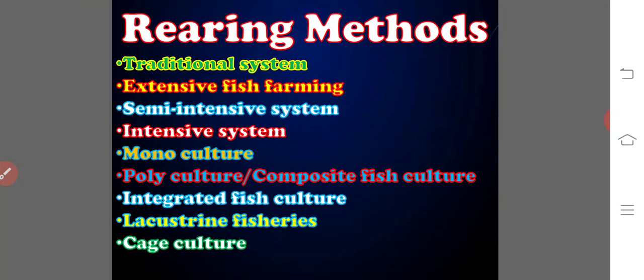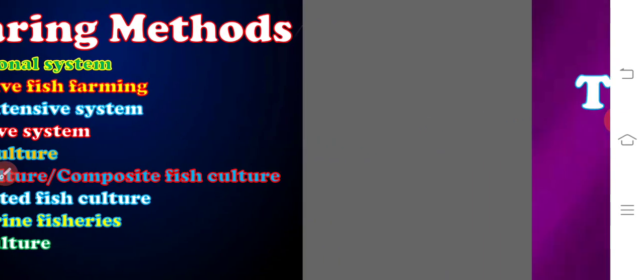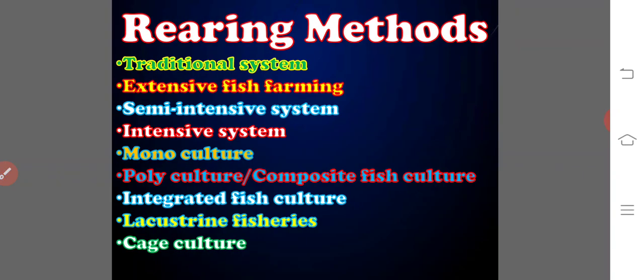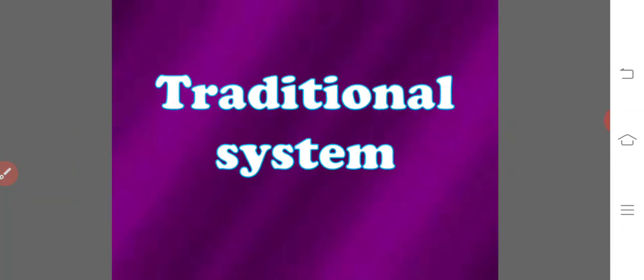And come to the rearing methods, how we will culture them. So in the rearing methods, there are many systems. Traditional system, extensive fish farming, semi-intensive system, intensive system, and based upon the type of species we are using, monoculture, polyculture, composite fish culture, integrated fish culture, lacustrine fisheries, and the cage culture. See one by one, traditional system.